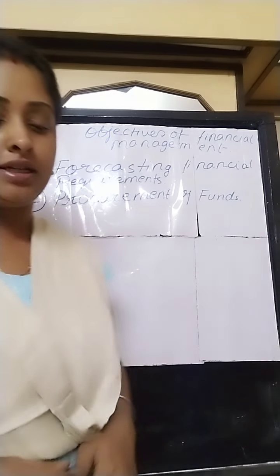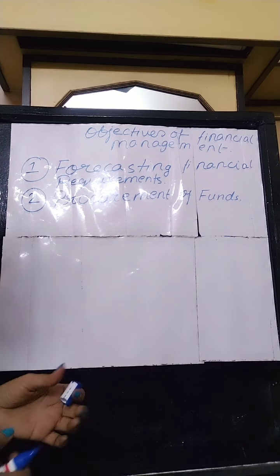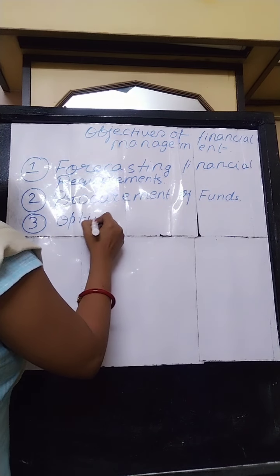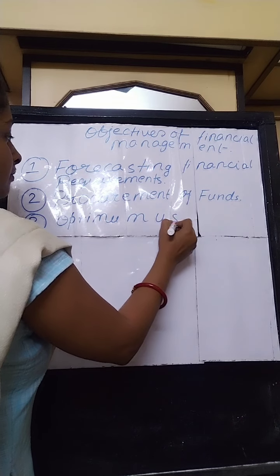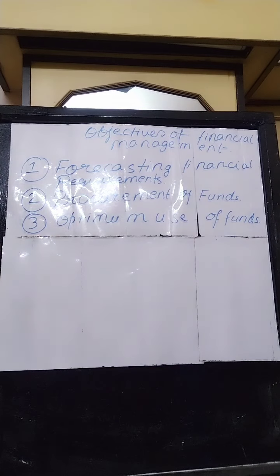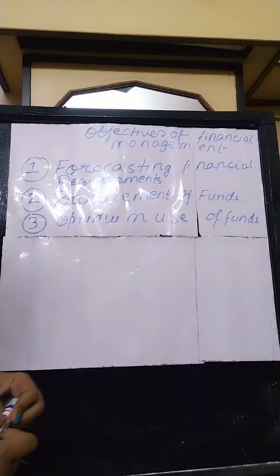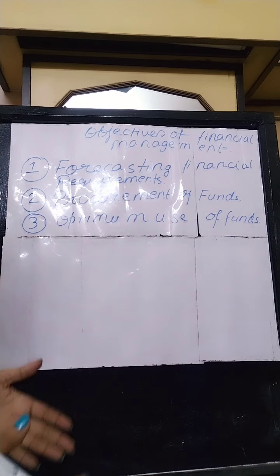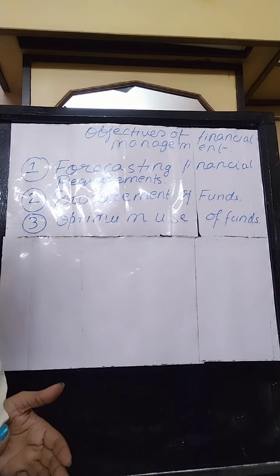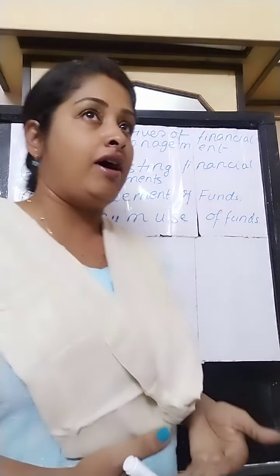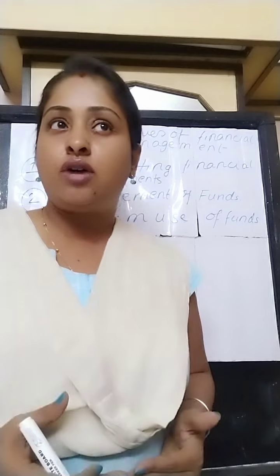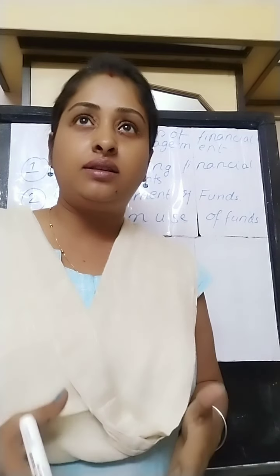Coming to the third point. The third point is optimum use of the funds. Financial management helps the organization in optimum utilization of acquired financial resources. Finance manager allocates funds to different projects, alternative projects. It invests funds in a particular project, and with that investment, it is the duty of the financial manager to look whether they are properly utilized.